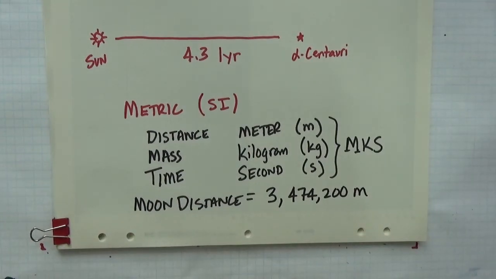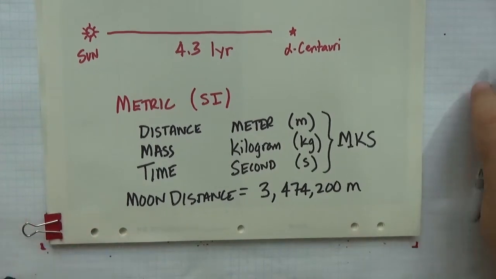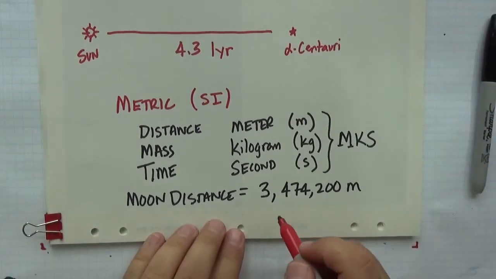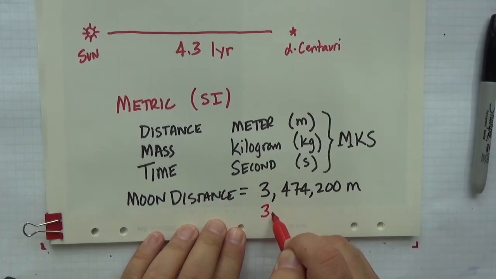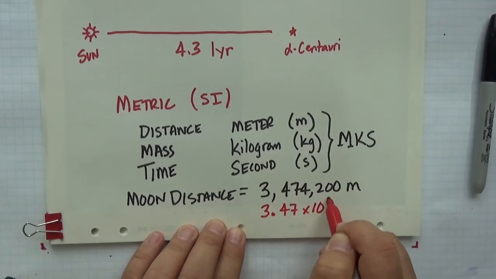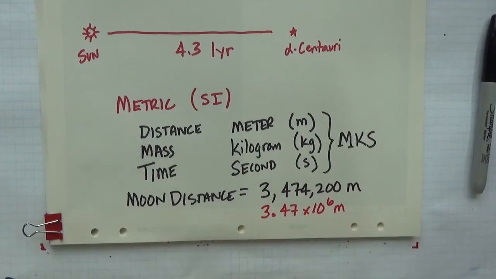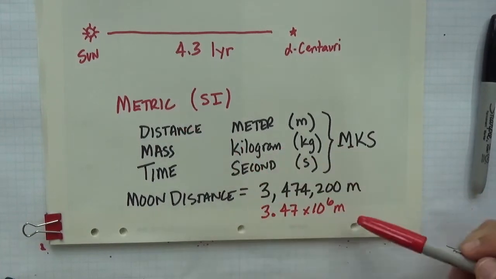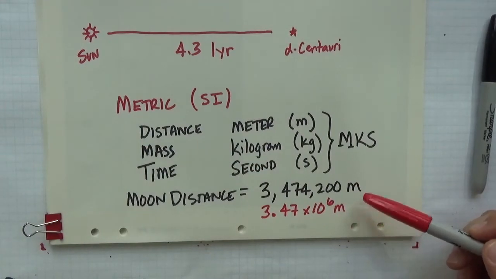Okay, and that's a really big number. Now, you and I have learned scientific notation, so we could write this in scientific notation, of course. I could write that the moon is 3.47 times 10 to the 6 meters away. Okay, that's better, but there are other ways in the metric system to write this number more succinctly.